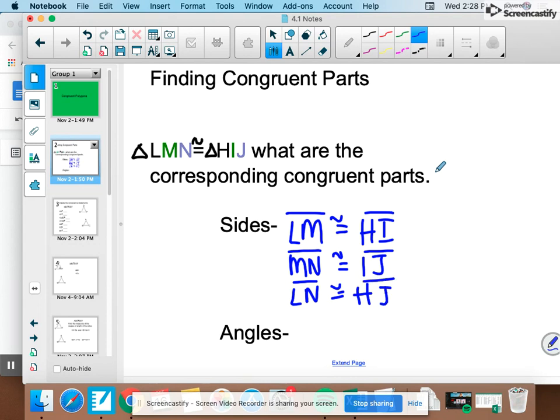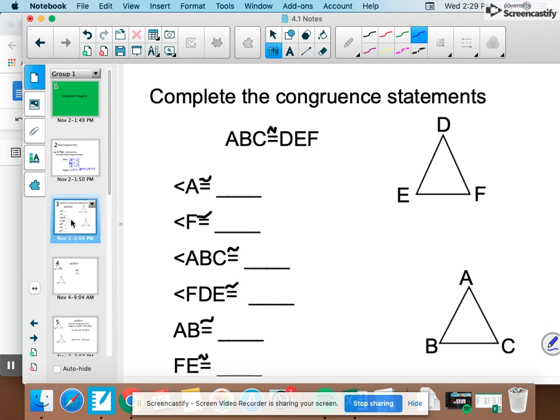And then the angles are pretty simple. We're just going to match up the angles. So we've got angle L is going to be congruent to angle H, angle M is congruent to angle I, and angle N is congruent to angle J. Now we're going to complete the congruent statements based on the triangles.